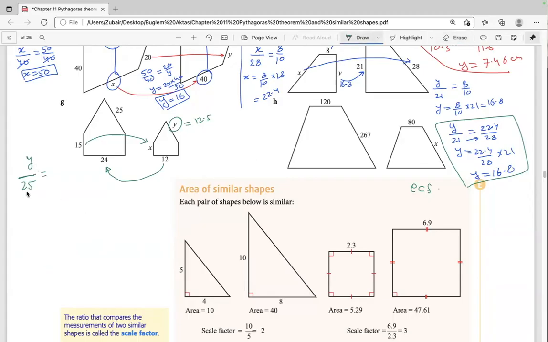So y by 25 is equal to the known 12 by 24. So y is equal to 12 by 24 into 25. 1 times 2 times 25 by 2 is 12.5. No units, so we leave it as it is. For x again, x by 15 is equal to the known pair 12 by 24.